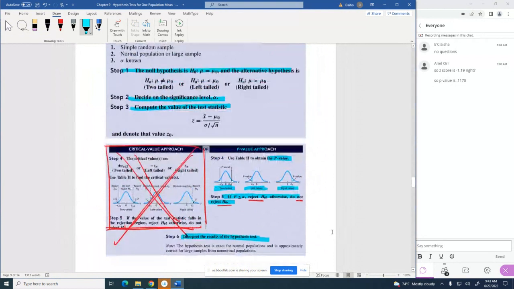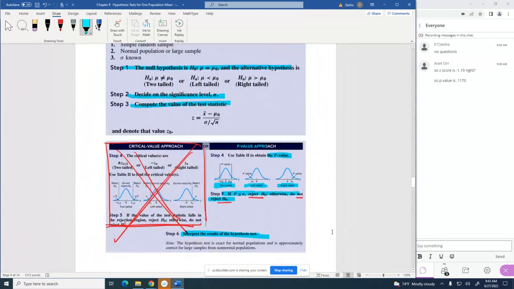So now here, we summarized the 6 steps. We finished. Any question? What do you expect next?